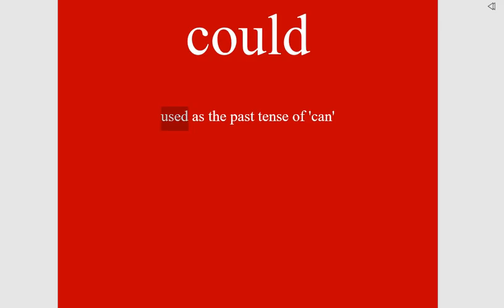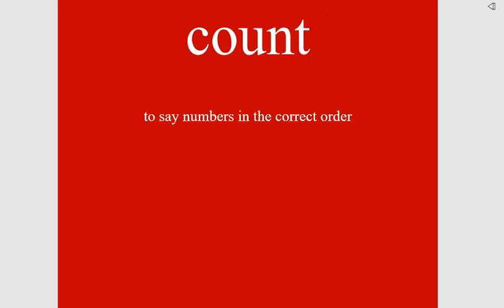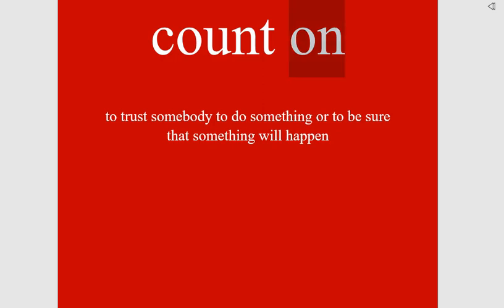Could. Used as the past tense of can. Council. A group of people who are elected to govern an area such as a city or county. Count. To say numbers in the correct order. Counter. A long flat surface over which goods are sold or business is done in a shop/store, bank, etc. Count on. To trust somebody to do something or to be sure that something will happen.